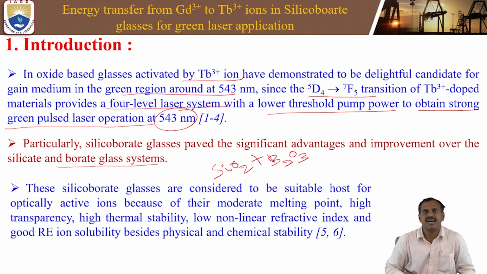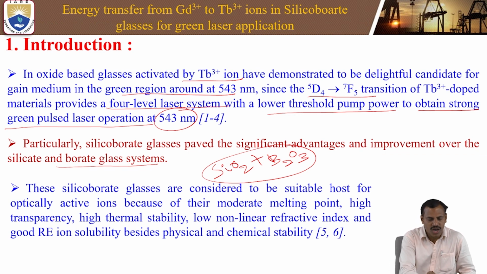So boron trioxide and silicon dioxide both are incorporated in the glass material. That is, you can call it the silicoborate glasses. These silicoborate glasses are considered to be a suitable host for optically active ions because of their moderate melting point. Silicate glasses have a very high melting point. Whenever boron trioxide is added, the melting temperature will be very low compared to silicon dioxide. Whenever mixed together, the melting point automatically decreases.